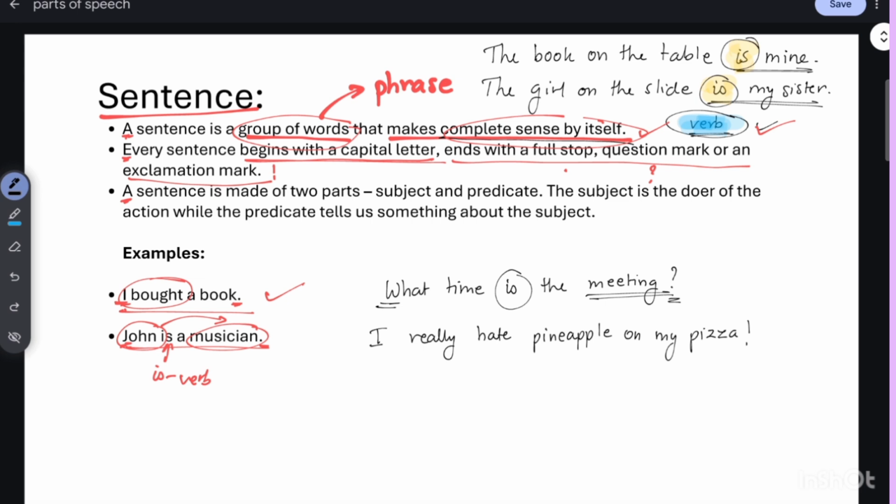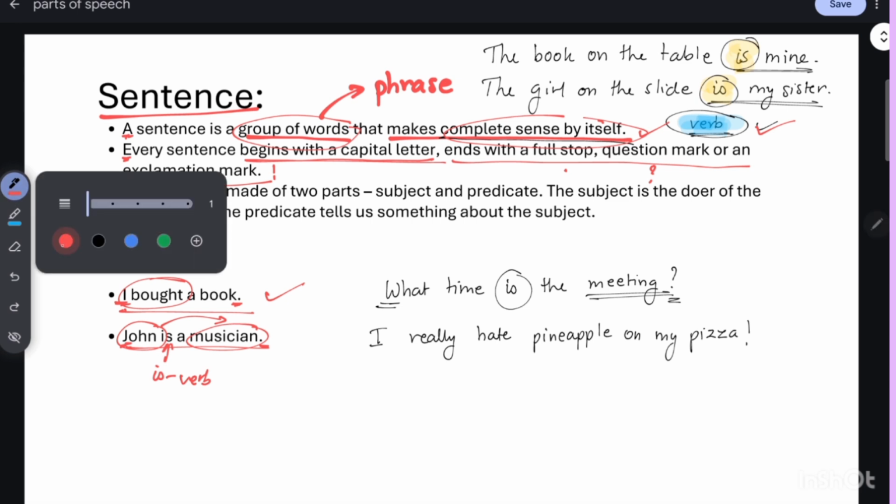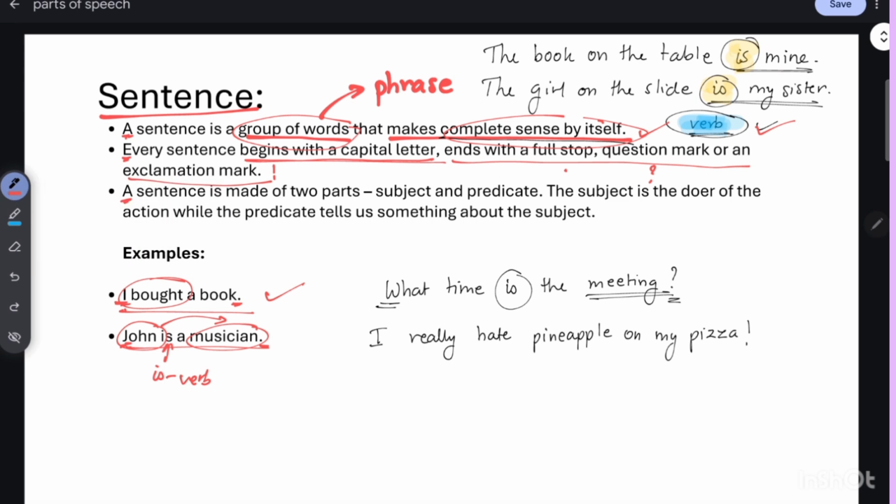Now this is an exclamation sentence because there is an element of surprise. We're not talking about normal things. So I put an exclamation mark. Now let's just review it. Is it a group of words? Yes, it is a group of words. Does it make complete sense?